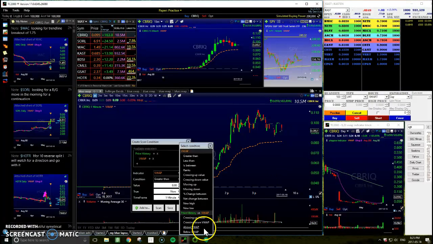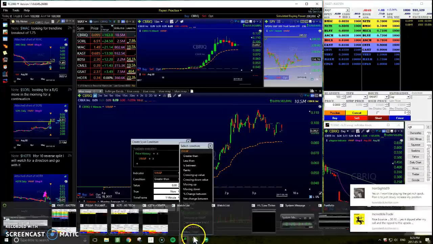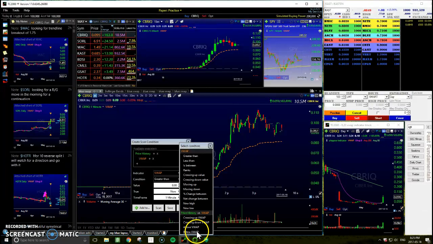If you only want stocks that are bullish, have a condition of above VWAP, or if you only want stocks that are bearish, you can type in below VWAP.